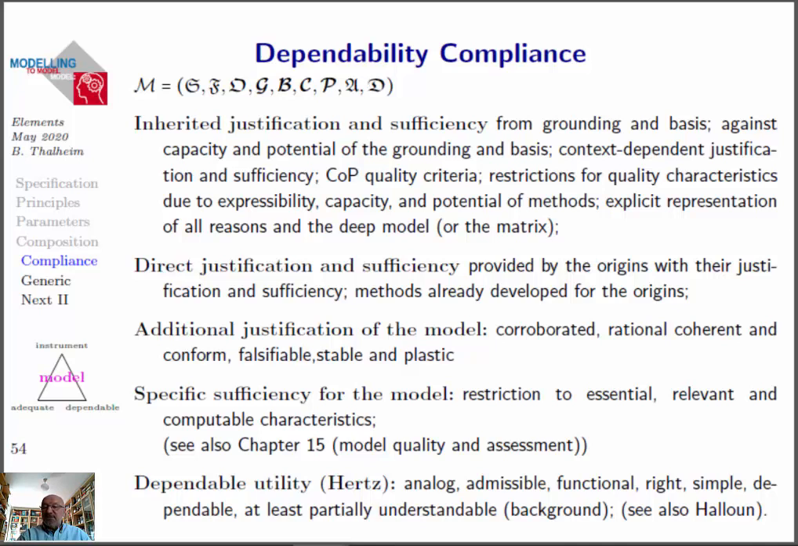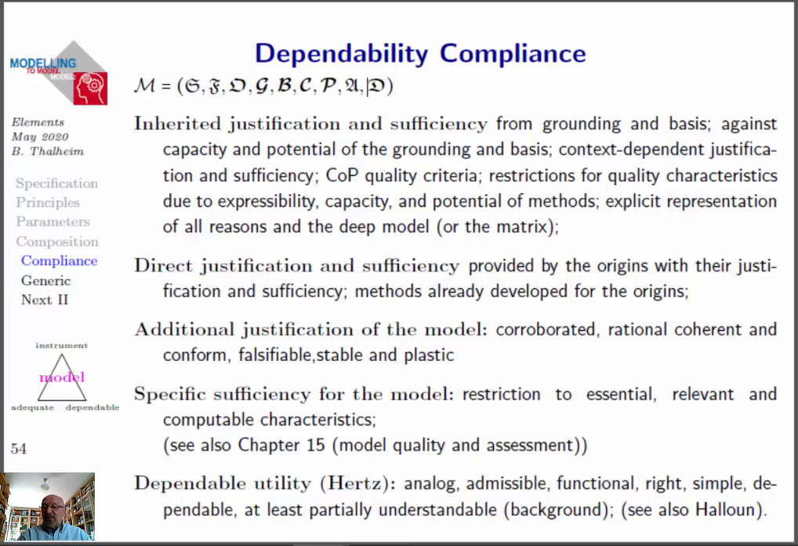Okay, then in this case we have a number of issues we have to specify. Which justification and sufficiency is inherited from the grounding and basis. So we don't have to specify it explicitly. It can be somehow inherited from the grounding and the basis, and of course in this case we should know what the basis and the grounding provide. So in this case we have also a number of quality criteria, and also maybe restrictions to the quality characteristics due to the basis and the grounding. That means in this case we have some kind of common beliefs underpinning the model, and we don't repeat it anymore.